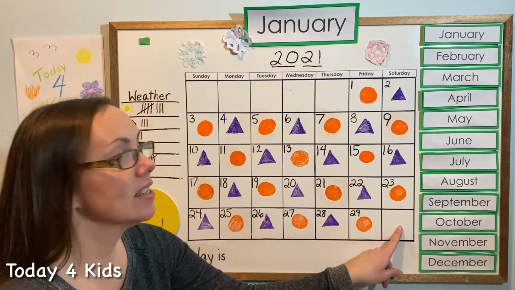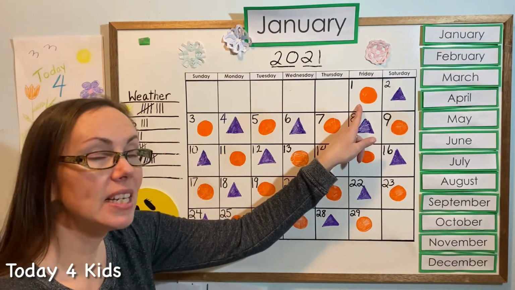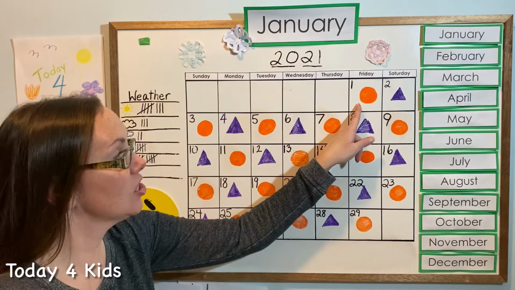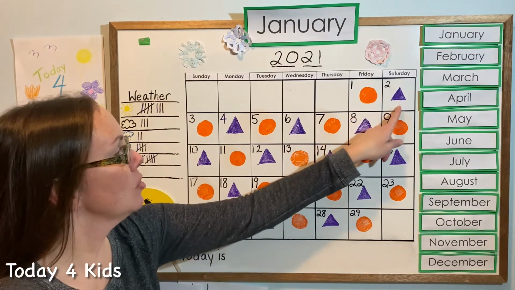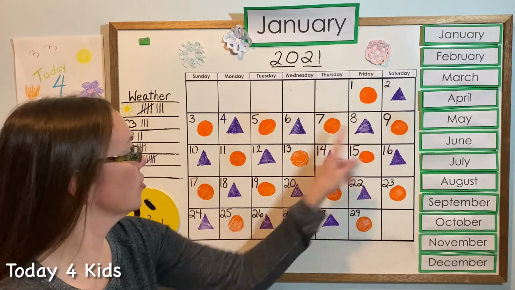Let's see if you're correct. Let's do our pattern together, okay? We'll start at the beginning and we'll say it together. And it's okay if you make some mistakes because we're all just learning. Orange circle, purple triangle, orange circle, purple triangle, orange circle, purple triangle.